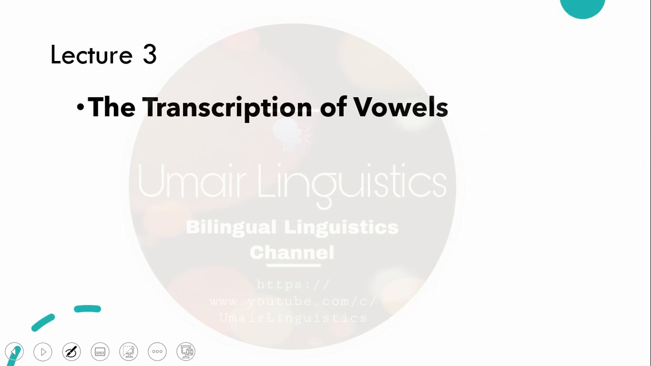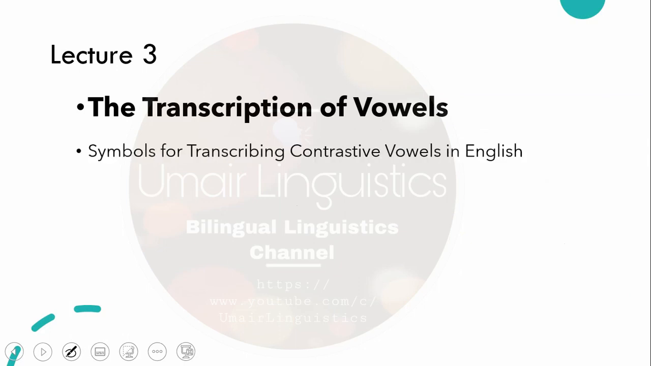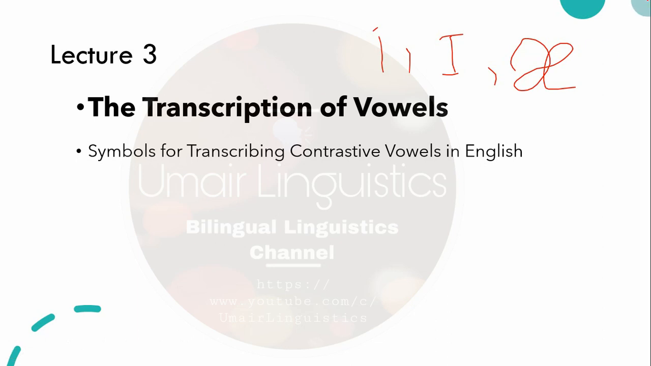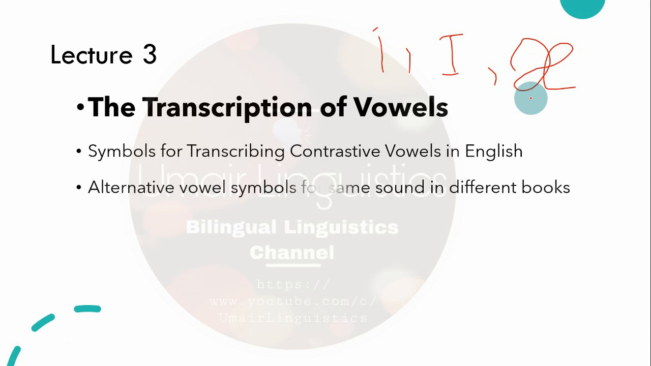In lecture 3 we discussed in detail the transcription of vowels. There are some symbols for transcribing contrastive vowels like e, a. We try to contrast different vowels, but we also talked about how vowels are very complex in different varieties of English. Sometimes the same vowel is used for another word in one variety compared to the other. Then we discussed some alternative symbols for the same sound in different books. This example is also valid for vowels as well.